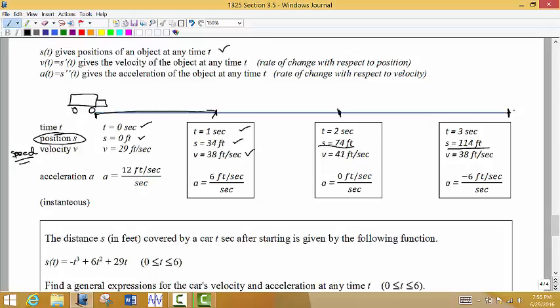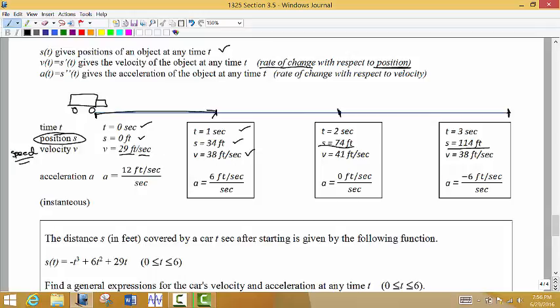The velocity is telling me the rate of change. Remember, derivatives are rate of change. It's the rate of change with respect to position. So it's telling me how fast I'm changing position. So the velocity here is 29 feet, so that's position, and it tells me how fast I'm doing that. So 29 feet per second. So this is the rate of change with respect to position, so how fast I'm going.